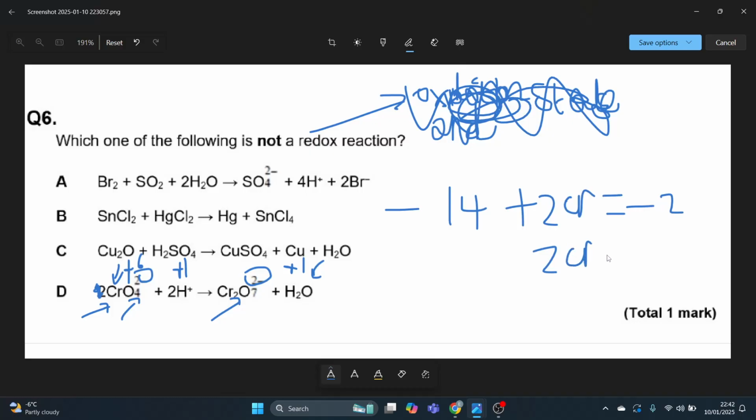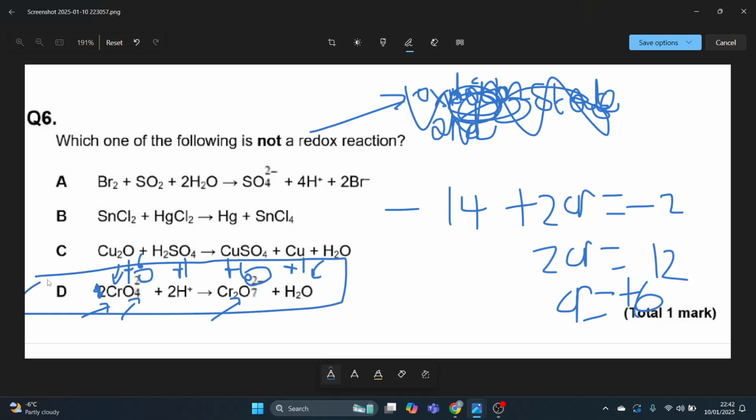Well, 2Cr equals minus 2 plus 14, which is 12. Cr equals plus 6. That's the oxidation state of Cr. And it makes sense. Cr plus 6 times 2 is plus 12, plus 12 plus minus 14. Minus 14 plus 12 gives you minus 2. So it's plus 6.